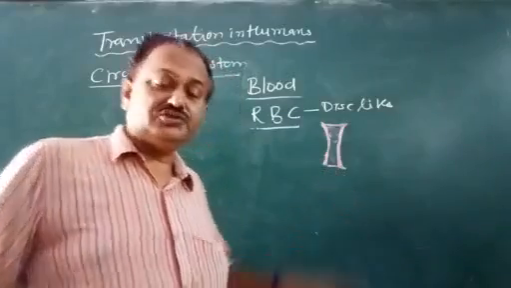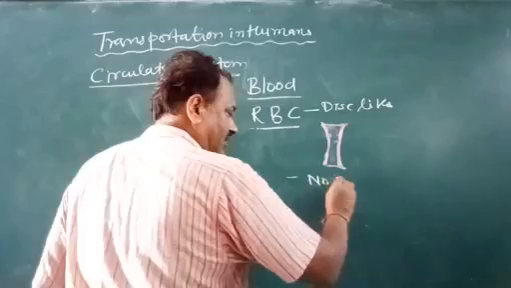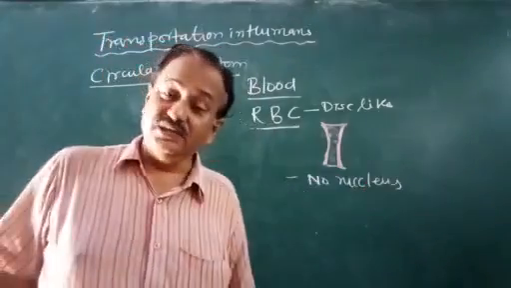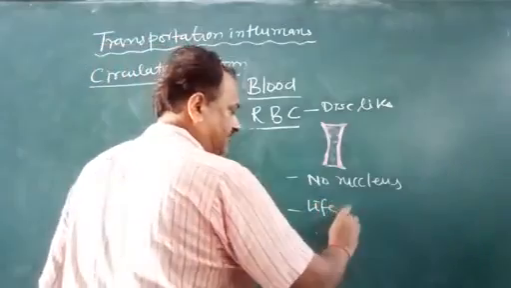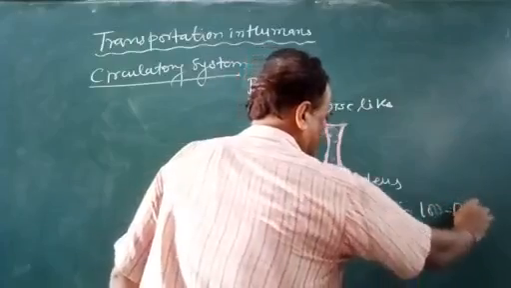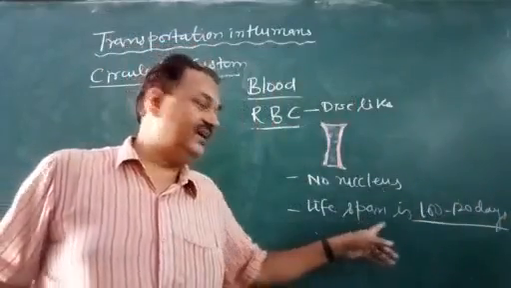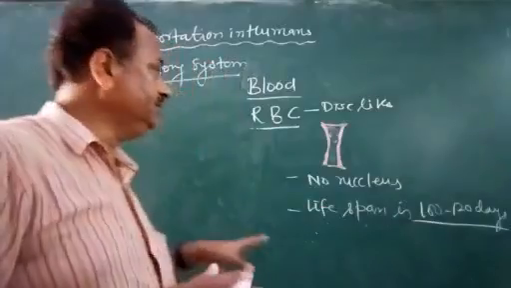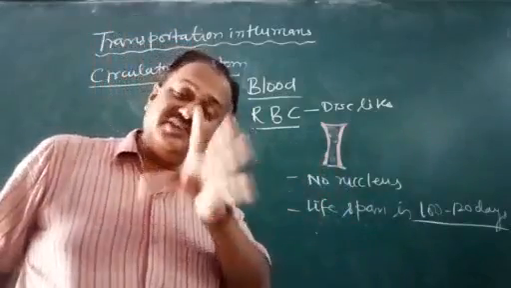Some more about RBCs. You have to keep in mind that RBCs do not have a nucleus. Their life span is approximately 100 to 120 days in an adult, and after that they die and are removed by excretion and so on. RBCs have a fixed shape, disc-like.